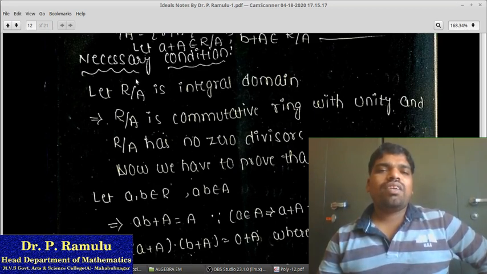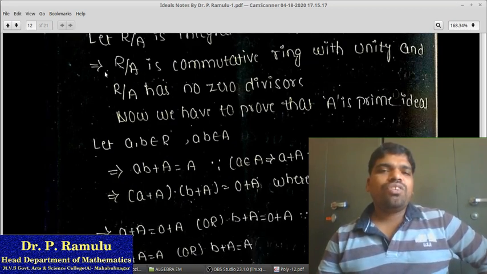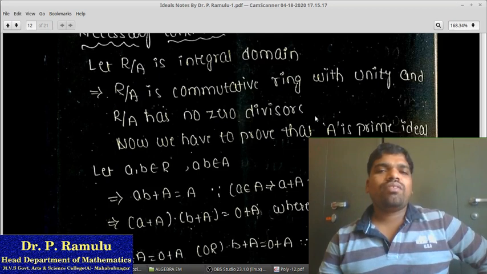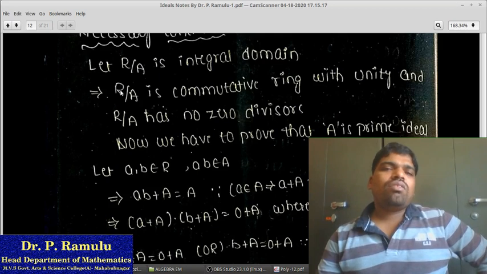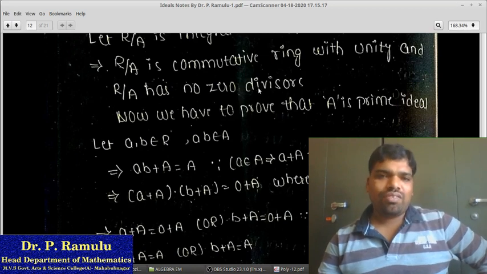I want to prove that A is a prime ideal. R/A is an integral domain, which implies R/A is commutative with unity and R/A has no zero divisors. Already we know that R is commutative with unity, which implies R/A is also a commutative ring with unity. Just yesterday we proved this theorem. So since R/A is an integral domain, R/A has no zero divisors.